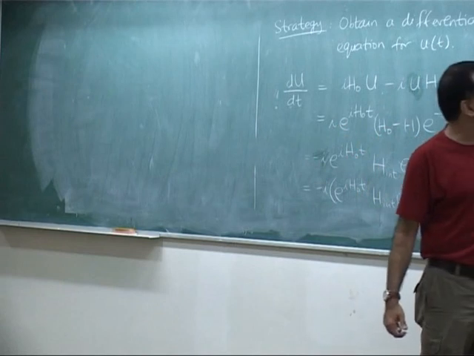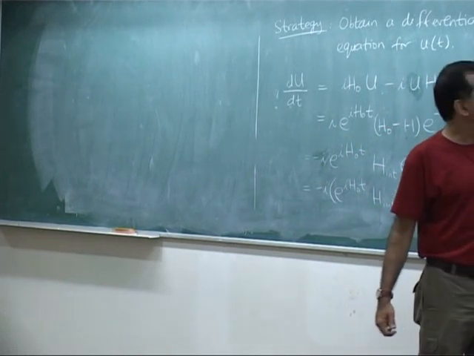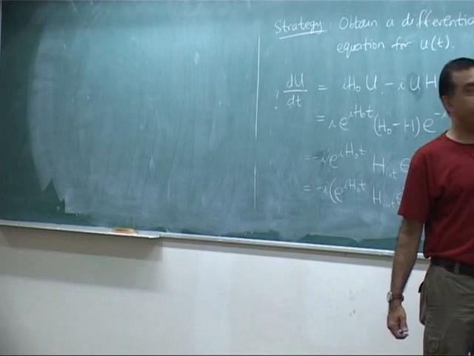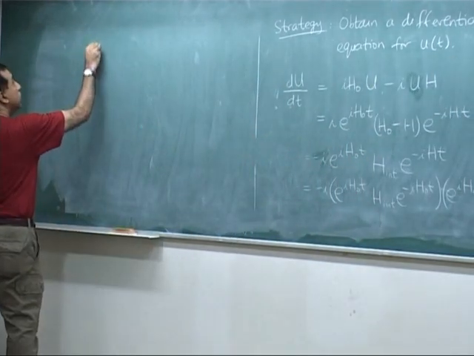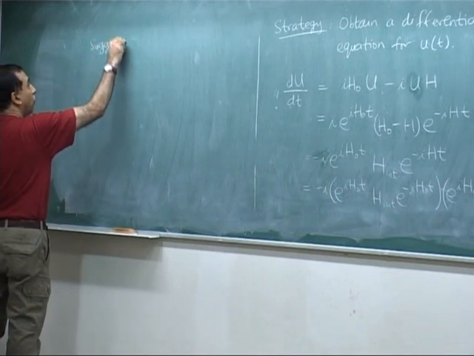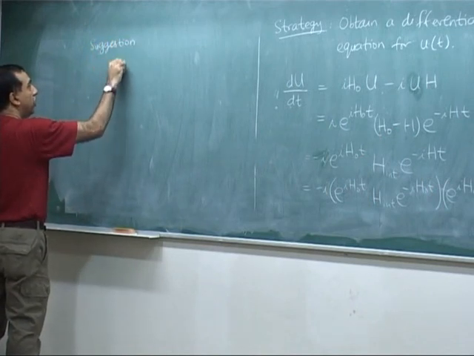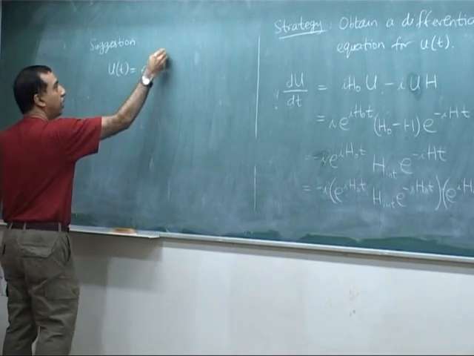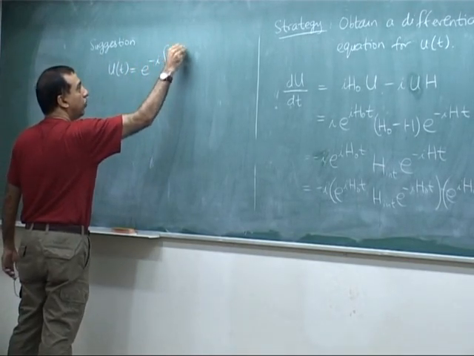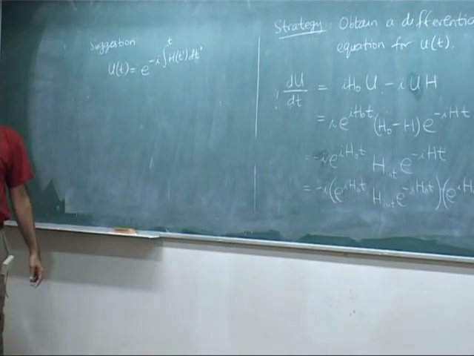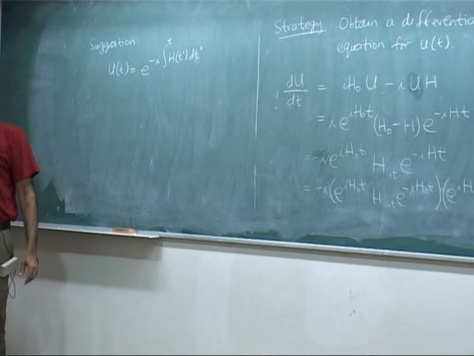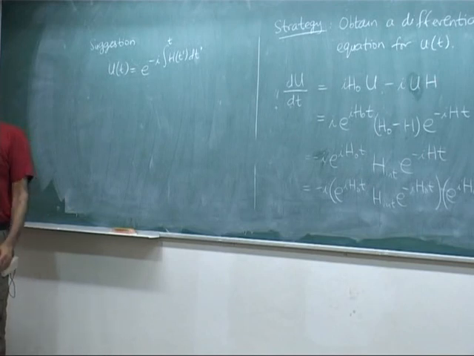Suggestion was, imagine taking U on this side, so dU by U, and here we get H times dt. So suggestion is, if we follow this, we'll find U of t is e to the minus i integral H of t prime up to t. That's what you would get if you solved that in the way that was suggested. Now, what could possibly be a problem with this?